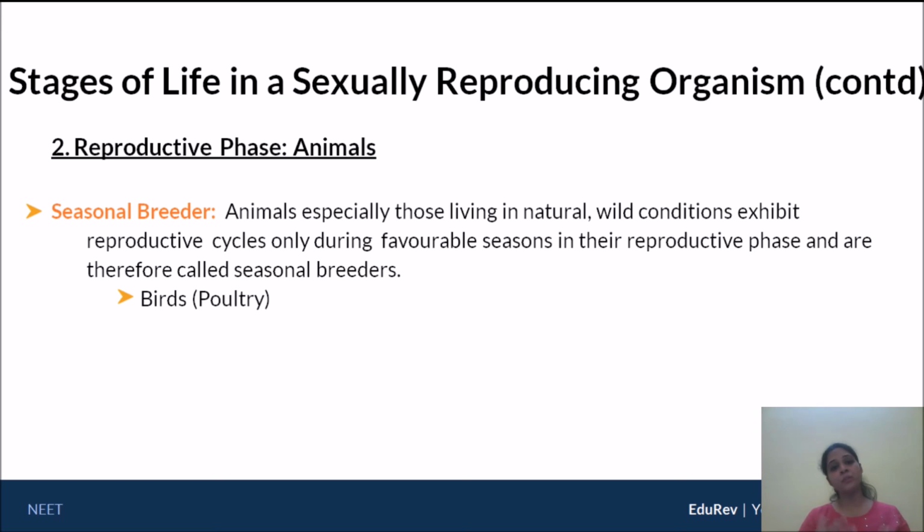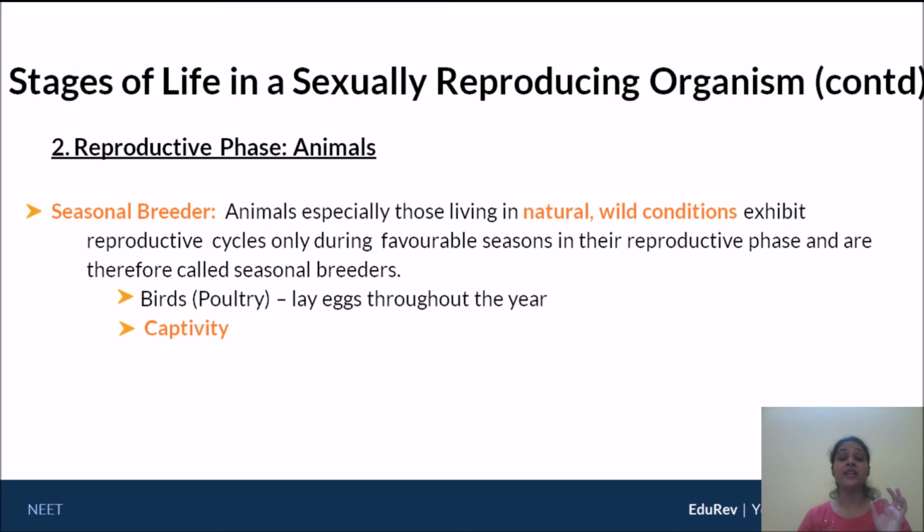Now, an example of a seasonal breeder is birds, for example, poultry. But we can argue here and say that poultry give rise to eggs throughout the year, yet we are calling them seasonal. Seasonal would mean only in one season we should get eggs, but we are able to get eggs throughout the year. Now, how is that happening? We are able to captive breed. We are able to breed these particular birds under captivity. It's not a natural condition. So when we define seasonal breeding, we are defining it very specifically for natural wild conditions. However, in captivity, we can make the same organism which was supposed to be a seasonal breeder become a continuous breeder.